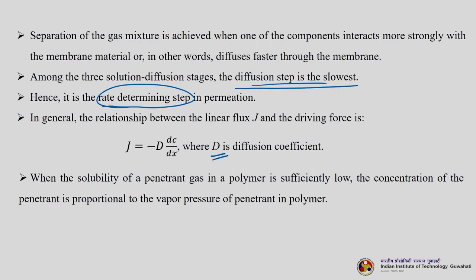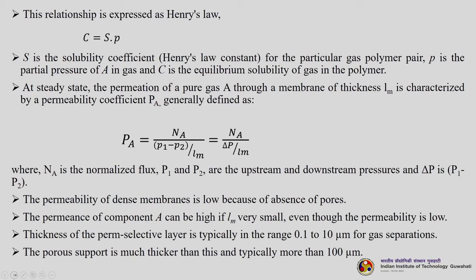In general, the relationship can be expressed, the flux we can write as minus D dC by dx, where D is the diffusion coefficient. When the solubility of a penetrant gas in a polymer is sufficiently low, the concentration of the penetrant is proportional to the vapor pressure of the penetrant in the polymer. This relationship is expressed by Henry's law: C equals S into P. S is the solubility coefficient, that is Henry's law constant for the particular gas polymer pair, P is the partial pressure of A in the gas, and C is the equilibrium solubility of gas in the polymer.